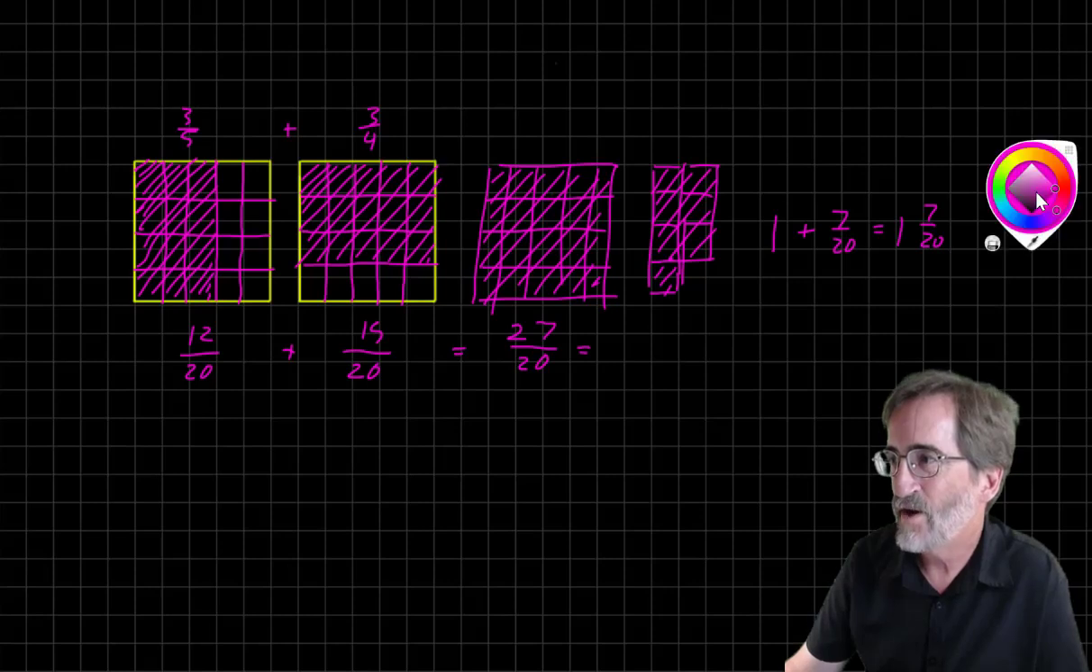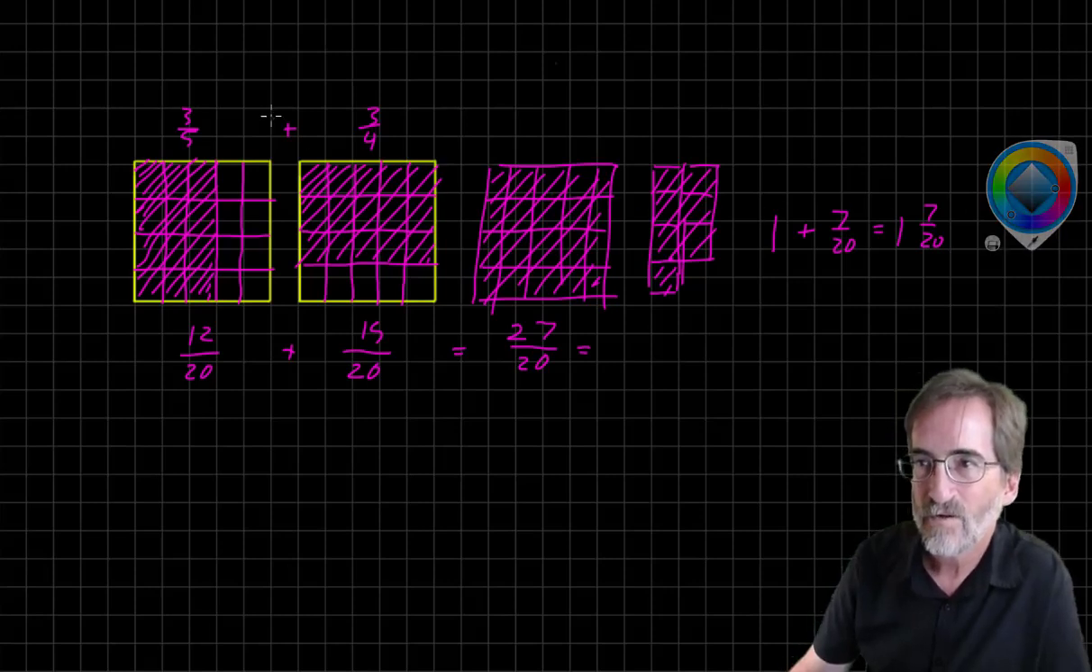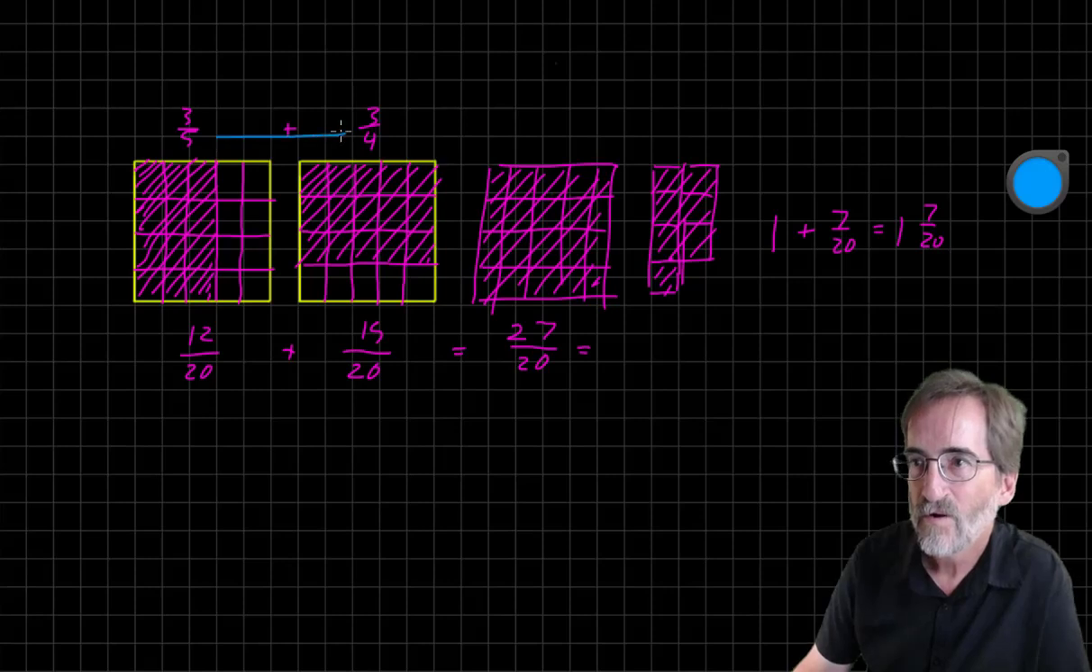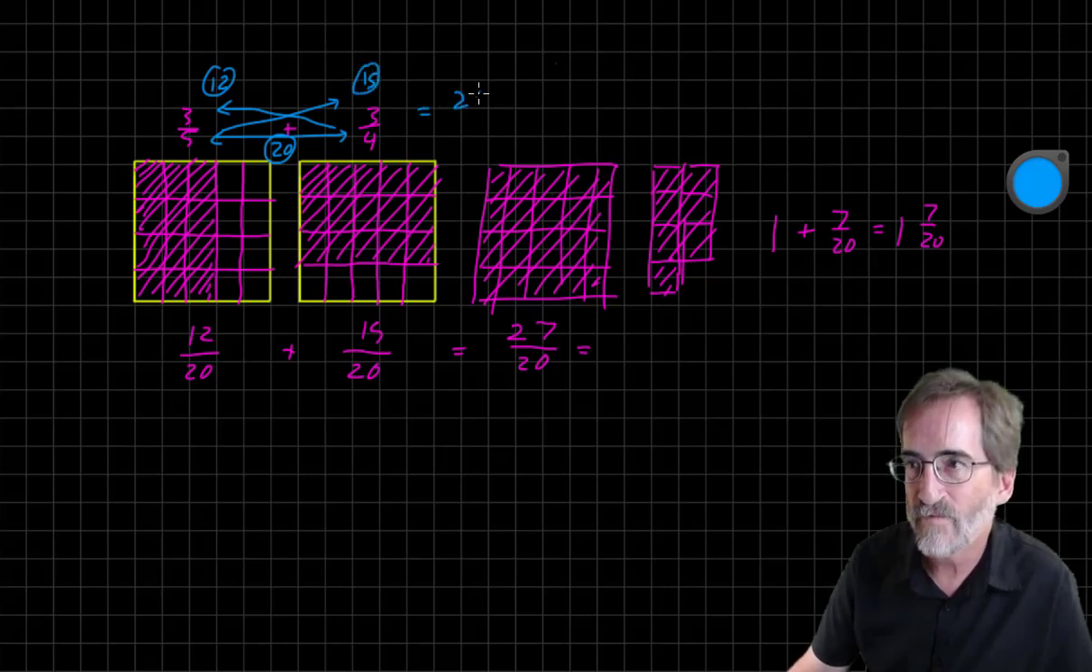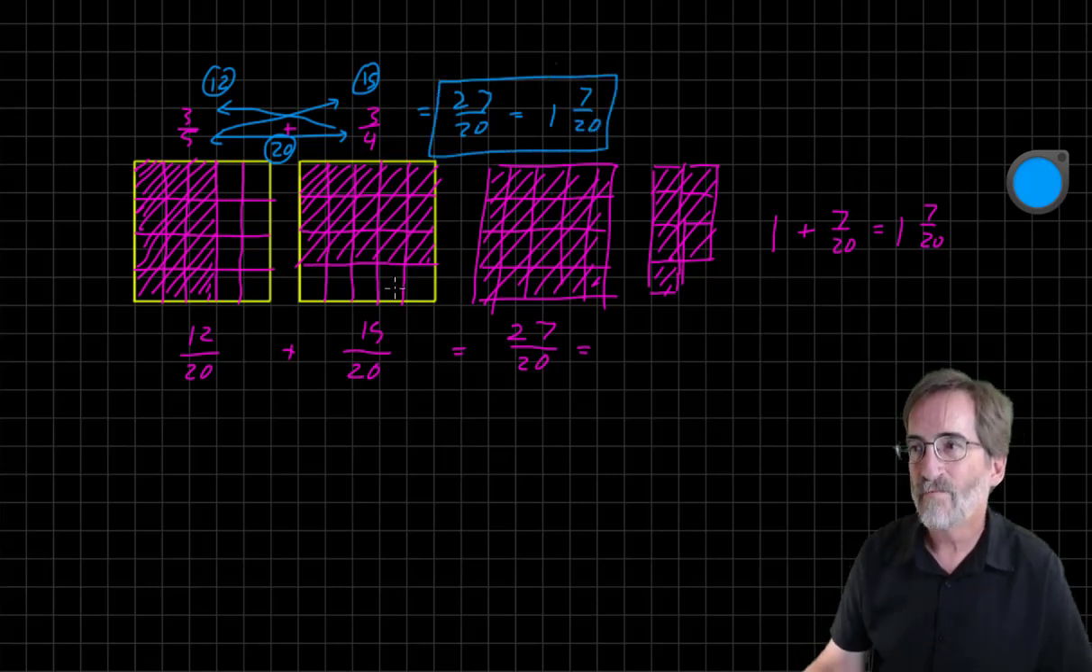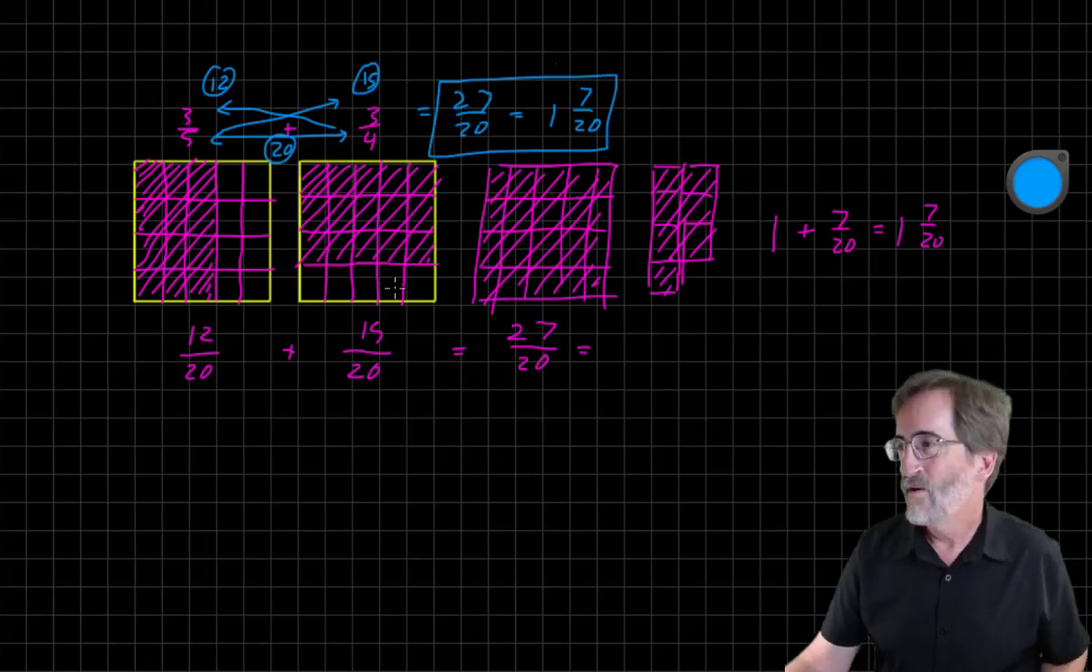Okay, let's review how to do that using the algorithm. Crisscross, across. 5 times 4 is 20. 4 times 3 is 12. 5 times 3 is 15. 12 plus 15 is 27 20ths. 20 goes into 27 once, with 7 left over. Okay? All right.